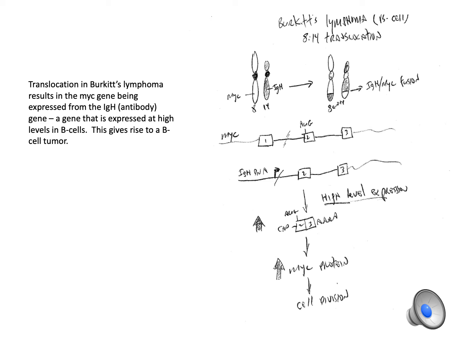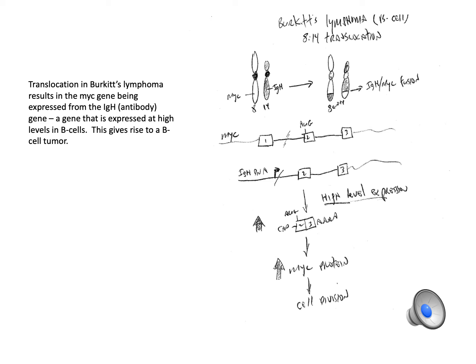So what's the implication here? Well, IGH encodes an antibody. There's a number of different types of antibodies that are encoded by the B cells. One of them is called immunoglobulin H. It's one particular type of antibody that's produced upon infection. And since B cells produce the antibody, the IGH promoter is a very strong promoter.